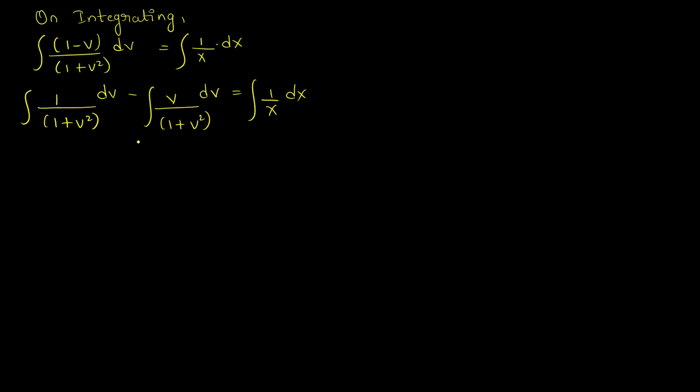So now we need to check for the integration here. So integration of 1/(1 + v²) will be (1/a) tan inverse of (x/a). So here a is 1, so it is (1/a) tan inverse of (v/a). Minus, this one we need to simplify by considering the denominator as some t.